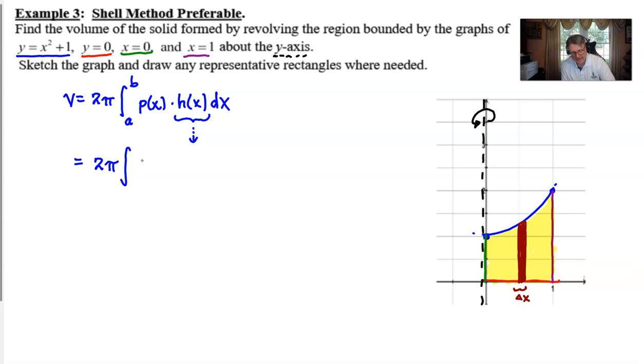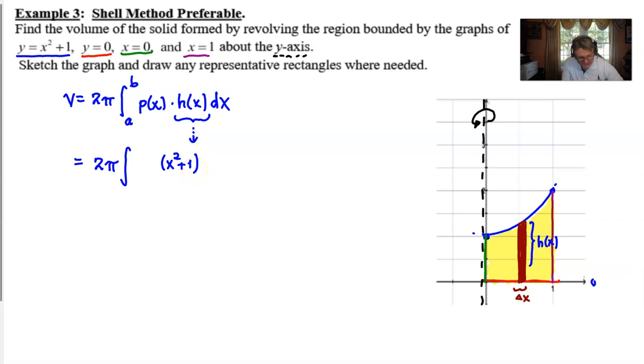And the h of x is just simply how long that rectangle is. And we can figure that out by just taking the equation of the top minus the equation of the bottom. Well, the equation of the bottom is just 0. So really, it's just the x squared plus 1 that's going to account for the actual height h of x.